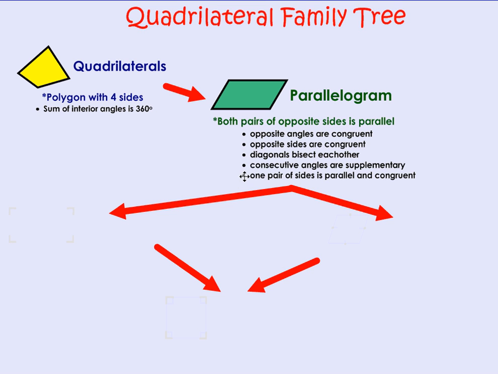And then we also learned that if one pair of sides is parallel and congruent, we can say it's a parallelogram. But now we're going to see where our rectangle, rhombus, and square end up fitting in this family tree. They're all parallelograms, so we're going to have it coming from parallelograms.